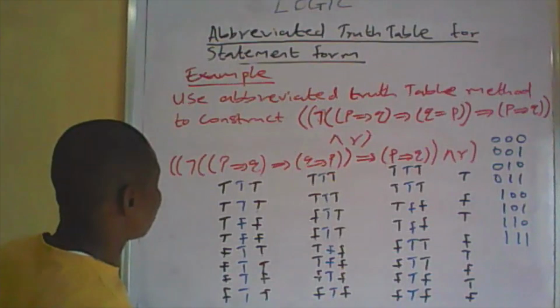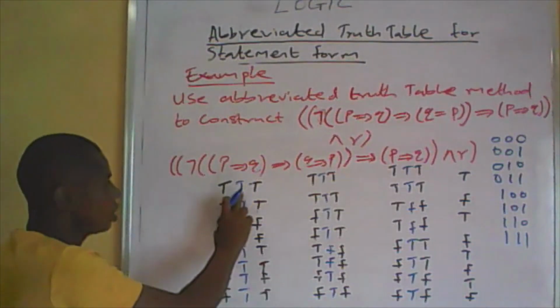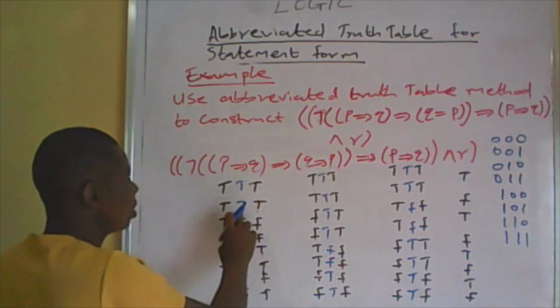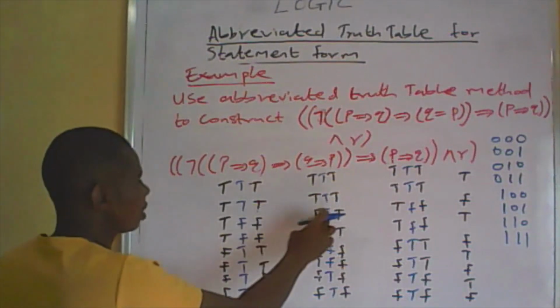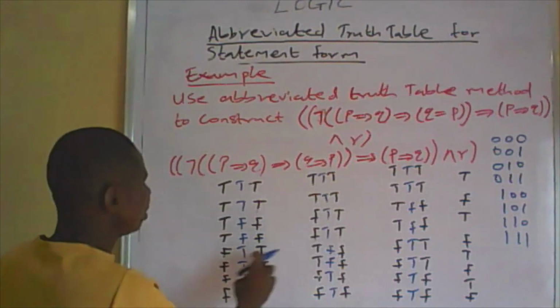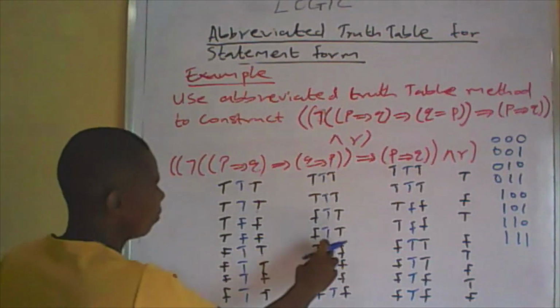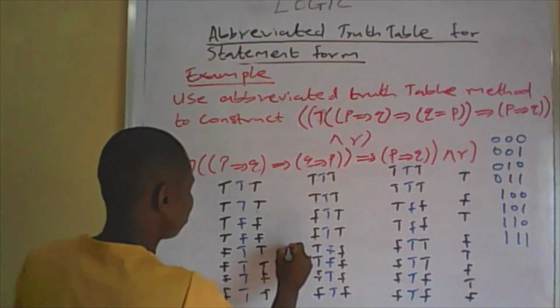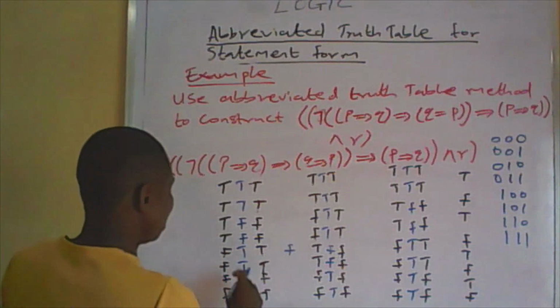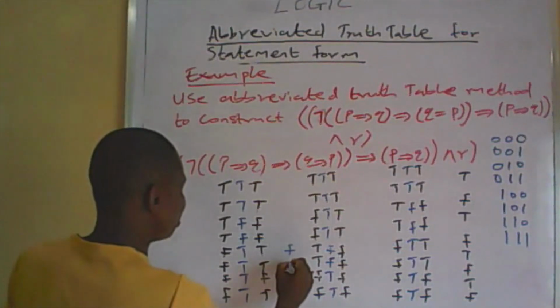Now, what shall we do? Here is T, here is T. Here is T, here is T. Here is F, here is T. Here is F, here is T. Then here is T, here is F. So here will be F. Here is T, here is F. So here will be F.